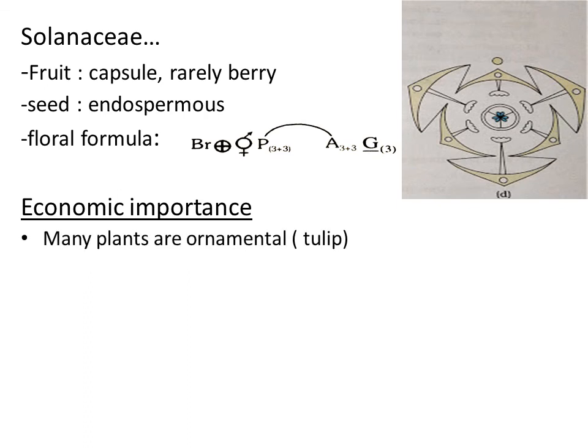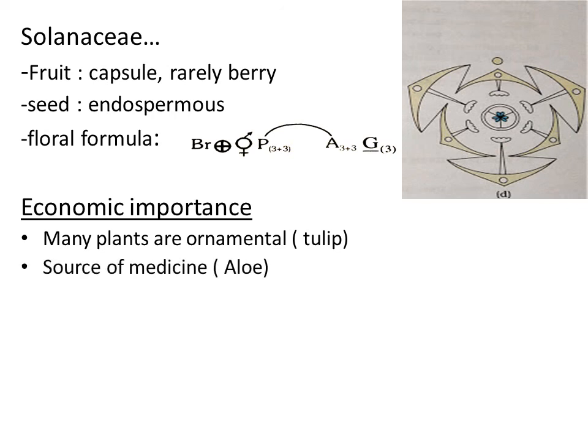Some of the plants are ornamental. The best example is the tulip plant. You might have seen this plant. The tulip plant forms beautiful flowers, and because of the formation of beautiful flowers, these plants are grown as ornamental plants. Not only the tulip plant, the gloriosa plant is also an ornamental plant. Most of the plants belonging to this family are grown as ornamental plants. You can also take the lily plant, which is also a best example of an ornamental plant.